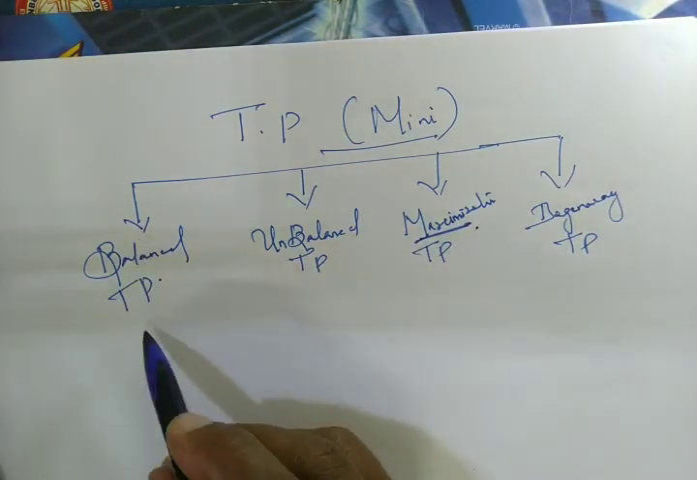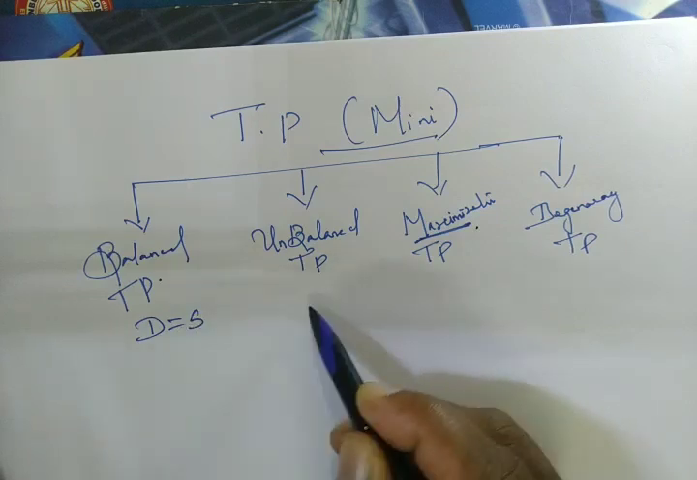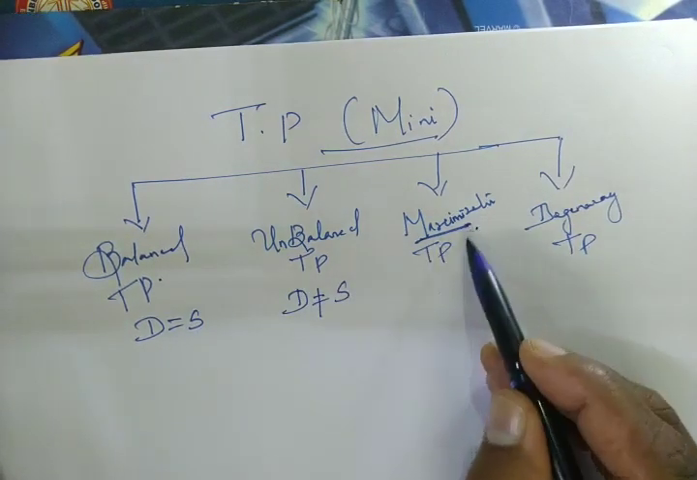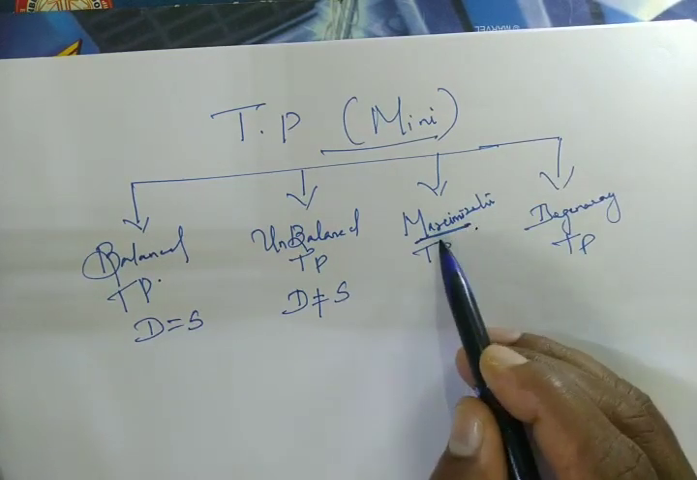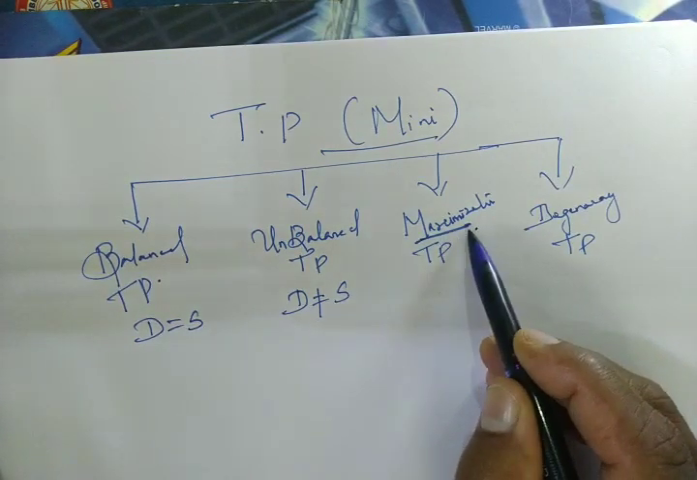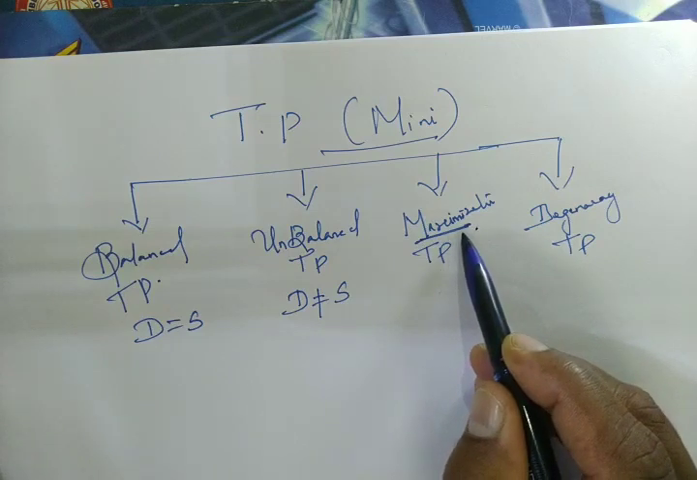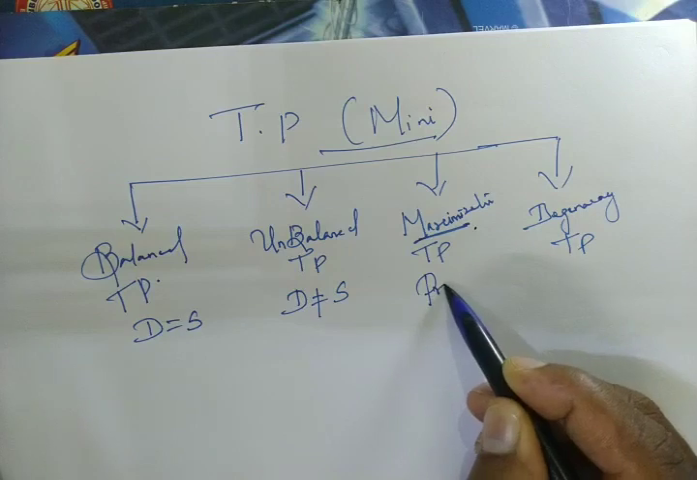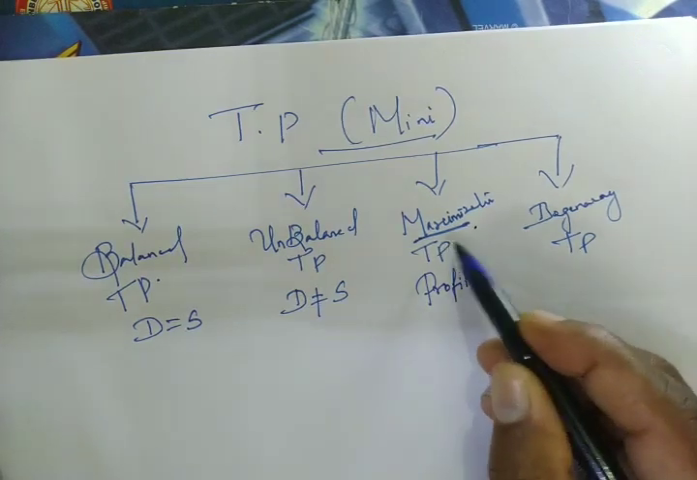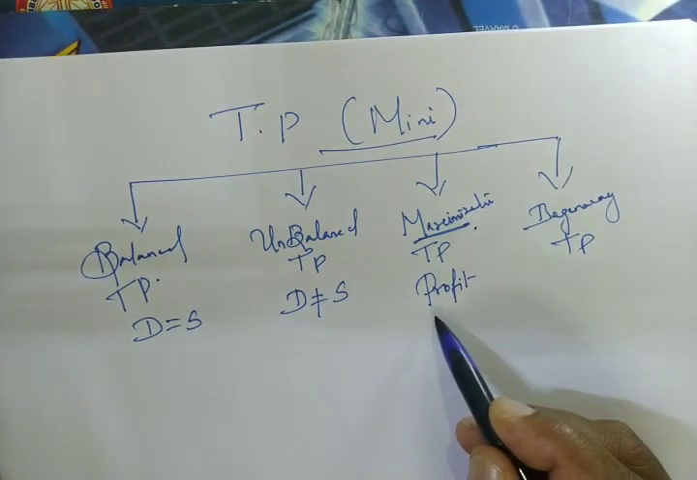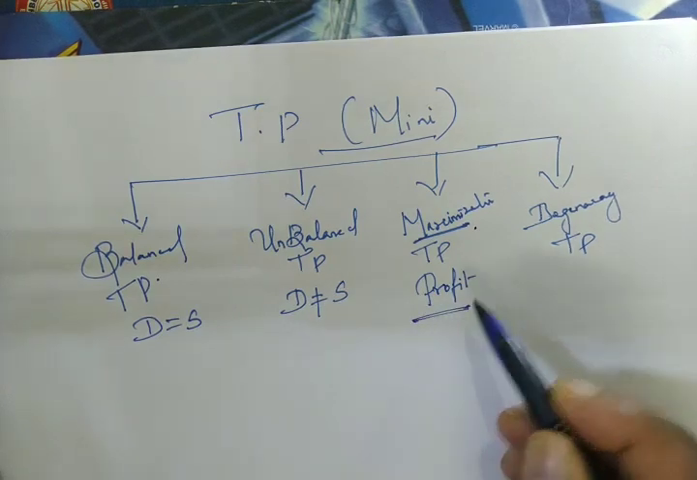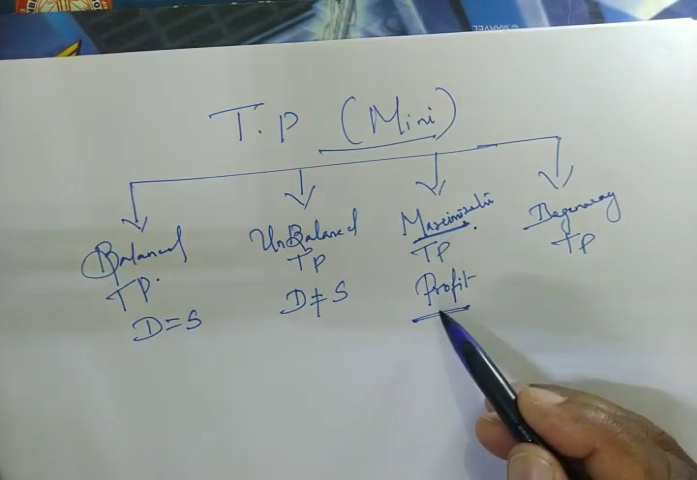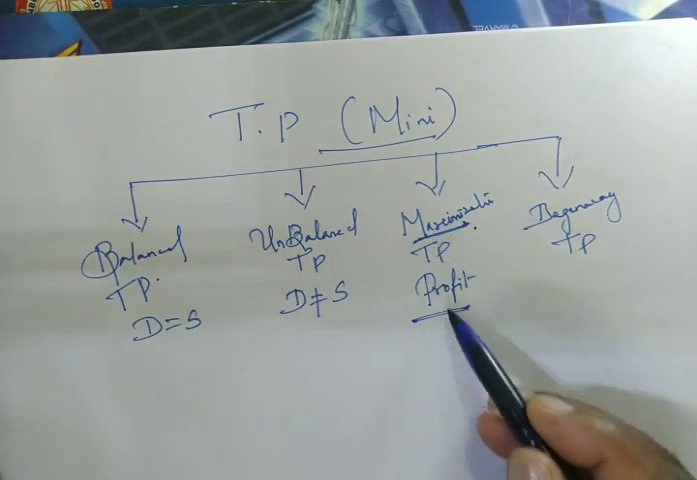Now, balanced is demand equal to supply. Unbalanced, demand is not equal to supply. For maximization TP, in the question itself they will give the word maximization. Whenever maximization comes, they will not maximize the expenses. They will maximize the profit. So in the question itself you can see one word: maximize the profit. Solve the transportation problem and maximize the profit.